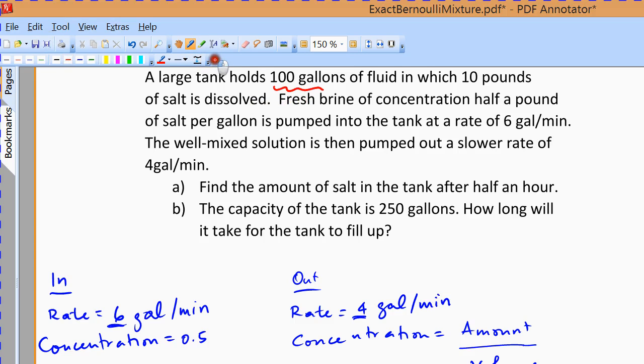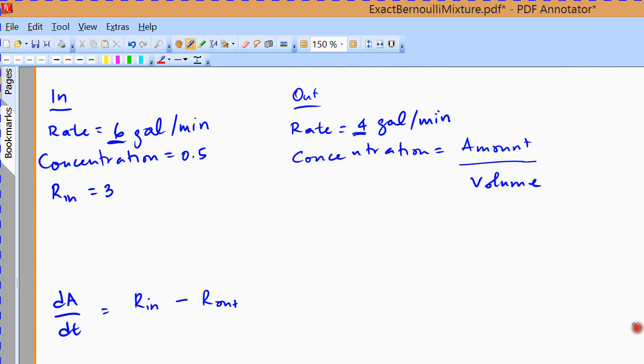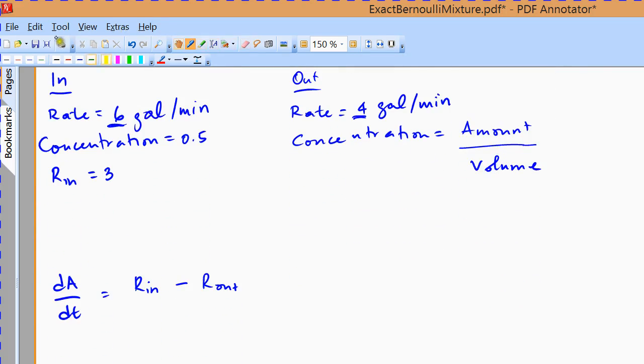Now this 100 gallons is the initial volume of fluid in the tank. 10 pounds here is the initial amount of salt in the tank. So we get an initial condition A(0) equals 10. Now let's write down some of these particulars here. The rate of the inflowing liquid is 6 gallons per minute. The concentration of the inflowing liquid is 0.5, and so we get R_in as 6 multiplied by 0.5, which is 3.